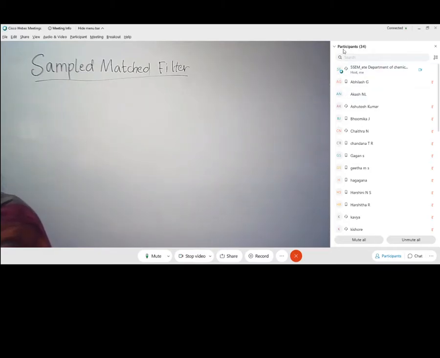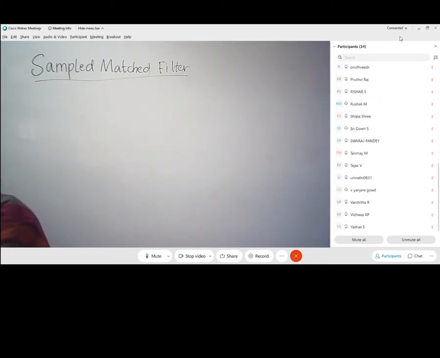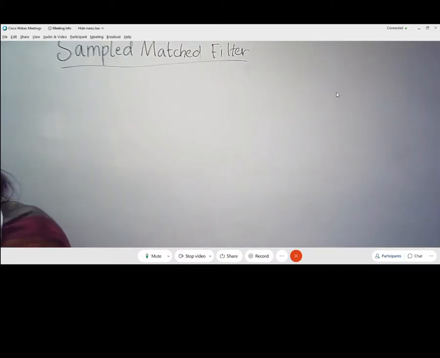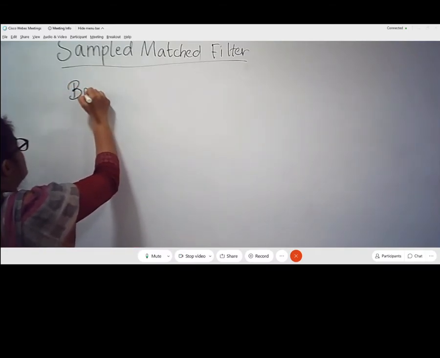So today we are mainly going to discuss the sampled matched filter, where we will be realizing the functionality of a correlator receiver by making use of digital circuitry. One thing that we have to remember while designing this sampled matched filter is that whenever we are reconstructing any of these signals coming out of the channel, we should take care about the bandwidth of the signal.